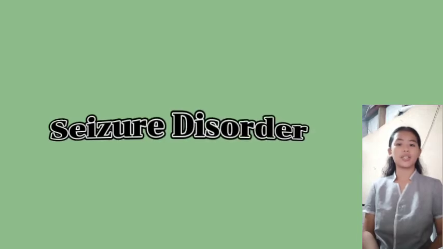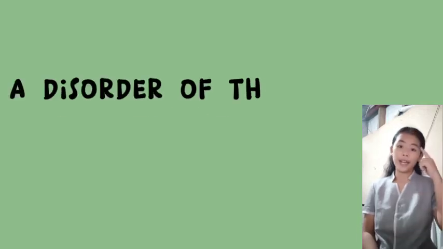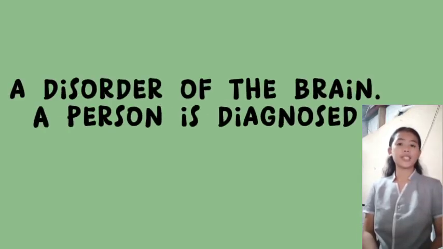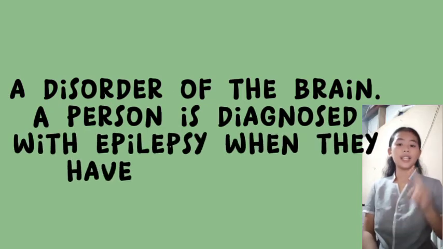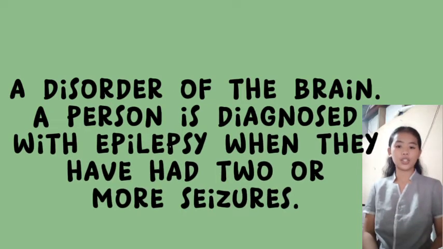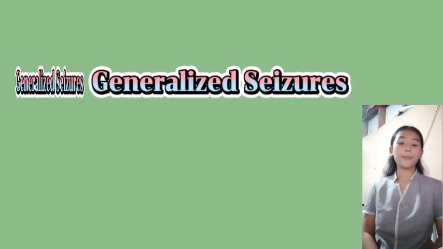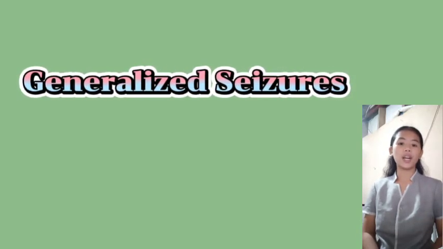So let's start this video by knowing what epilepsy is. Epilepsy is sometimes called a seizure disorder, a disorder of the brain. A person is diagnosed with epilepsy when they have had 2 or more seizures. So let us know the 2 types of seizures. Number 1 is the generalized seizures, and number 2 is the focal seizures.